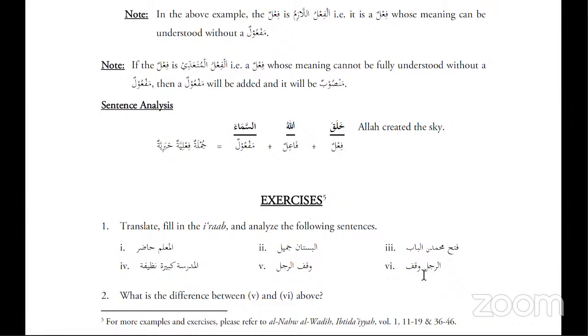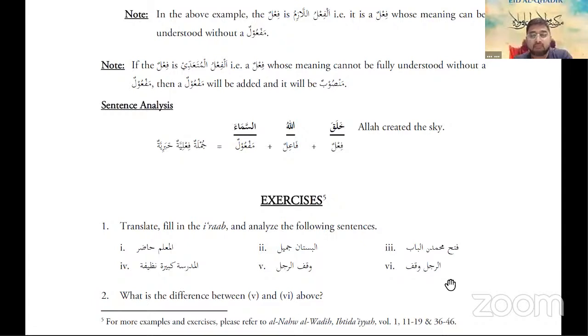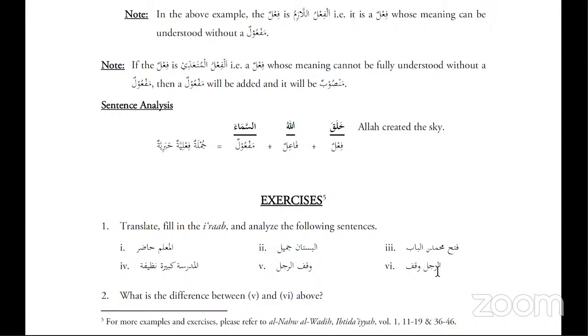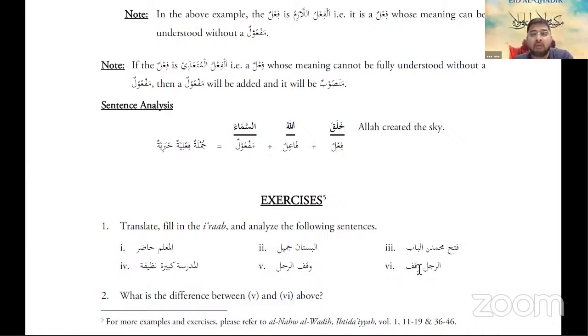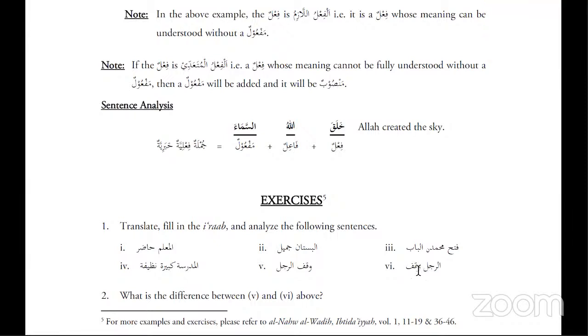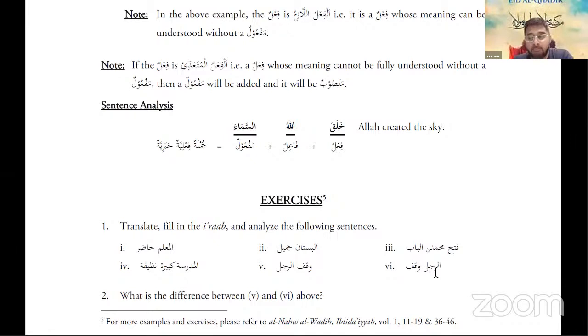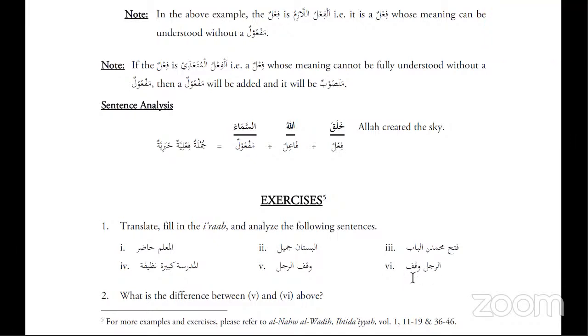So ar-rajulu waqafa. This is the subject, and waqafa will be the predicate. Ar-rajulu is the subject, and waqafa is a verbal sentence situated in the place of the predicate for the subject, ar-rajulu. So here, the translation will be: the man, he stood. He is referring back to the man. So we say the man, he stood.